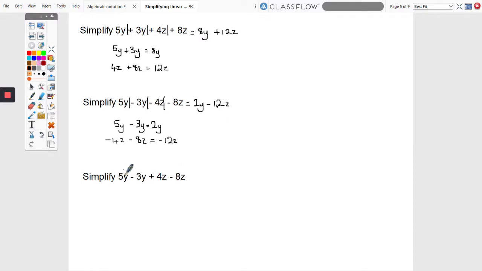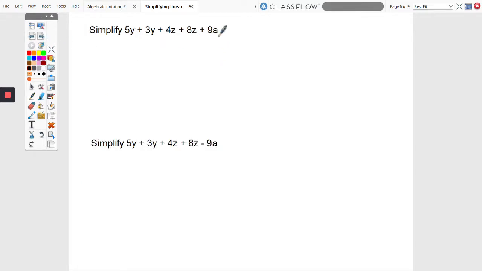And then again here I have 5y minus 3y, add 4z, minus 8z. So once again, line before the sign, 5y take away 3y is equal to 2y. And then I've got a positive 4z, and I'm going to take away 8z. And that will give me negative 4z. So my simplified expression will be 2y minus 4z.